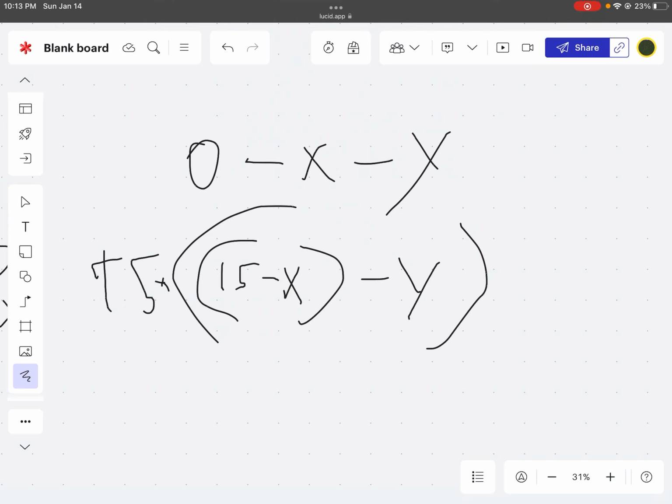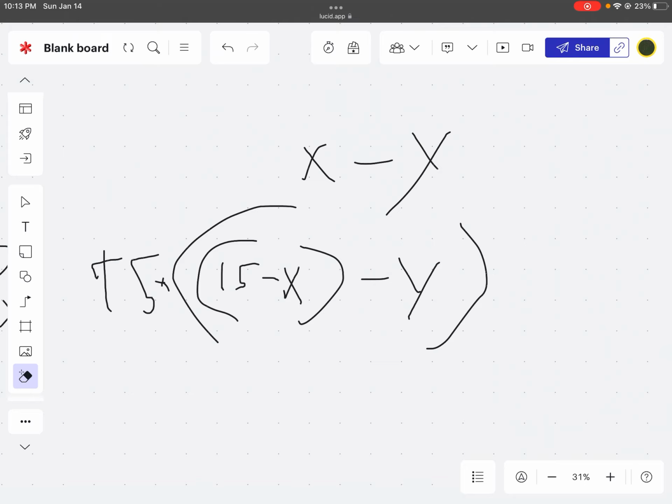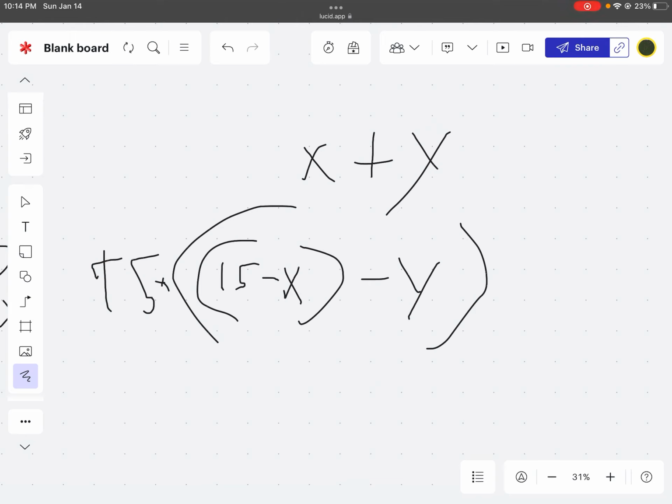So yeah. Well, you would know that if you simplified this, it's just x minus y. Alright. Sorry, not x minus y. I'm stupid. X plus y. Yeah, it gets annoying. So eventually, yeah, you get x plus y.